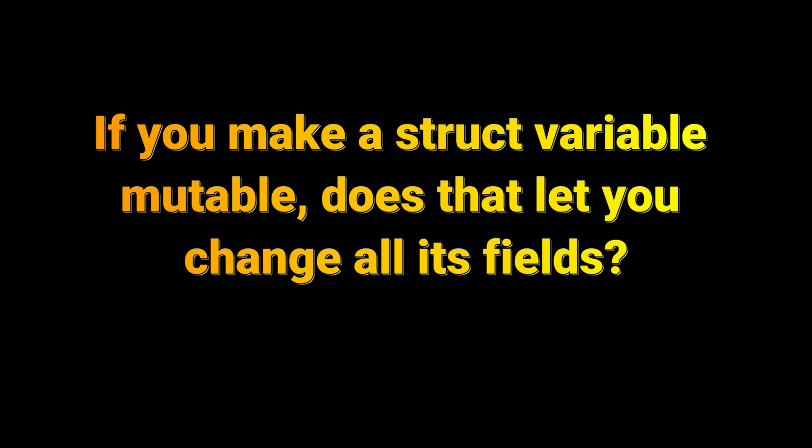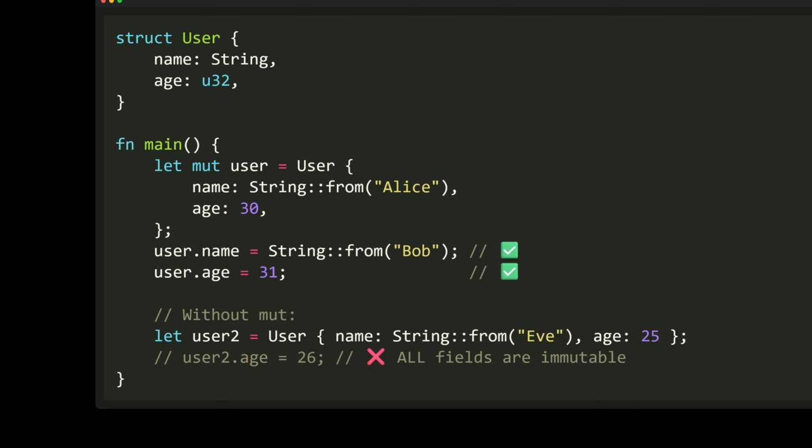Question: if you make a struct variable mutable, does that let you change all its fields? Yes, in Rust, mutability applies to the whole variable. If you mark a struct variable as mutable with let mut, you can change every field inside it. Rust does not let you make some fields mutable and others not.